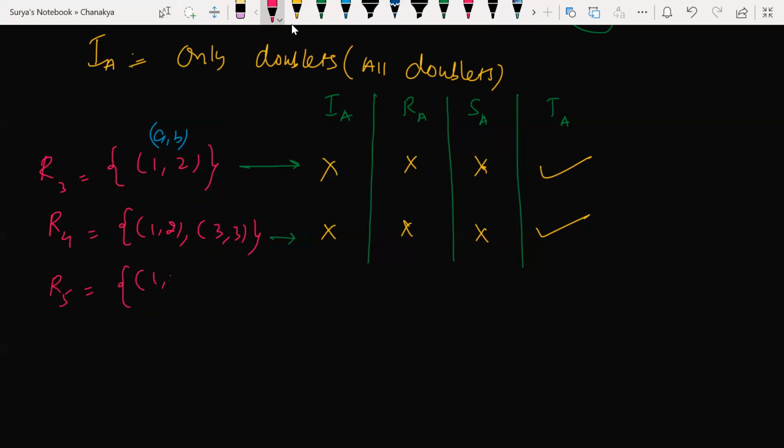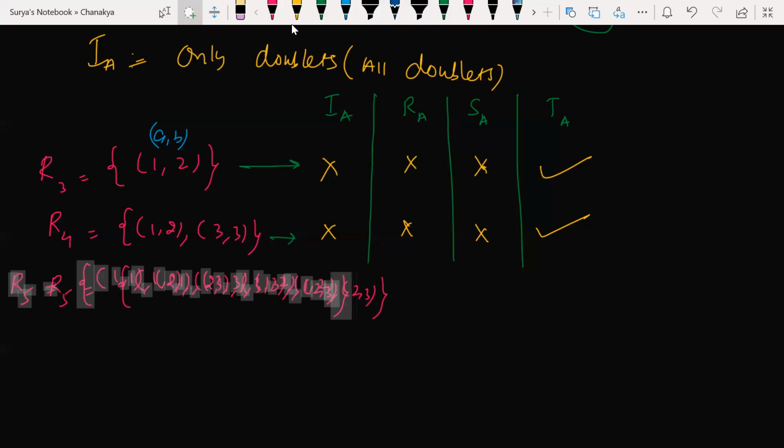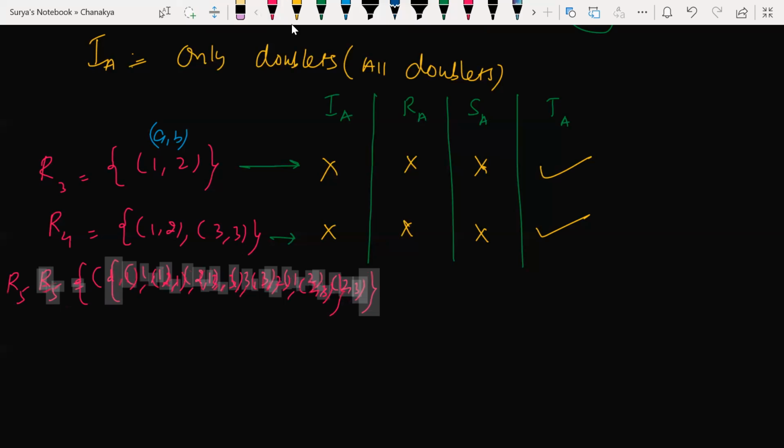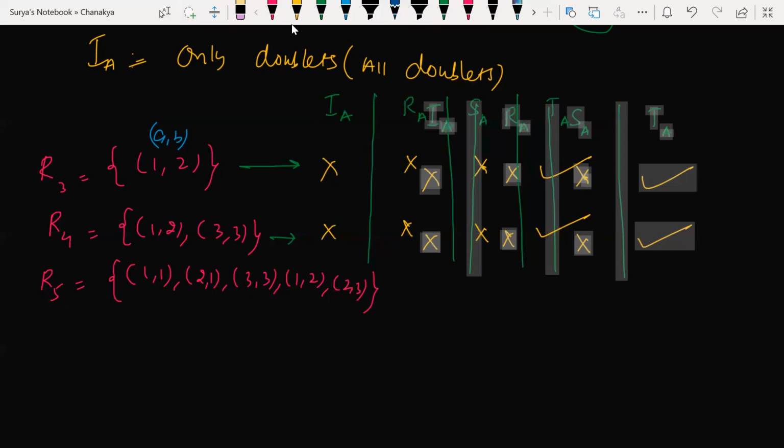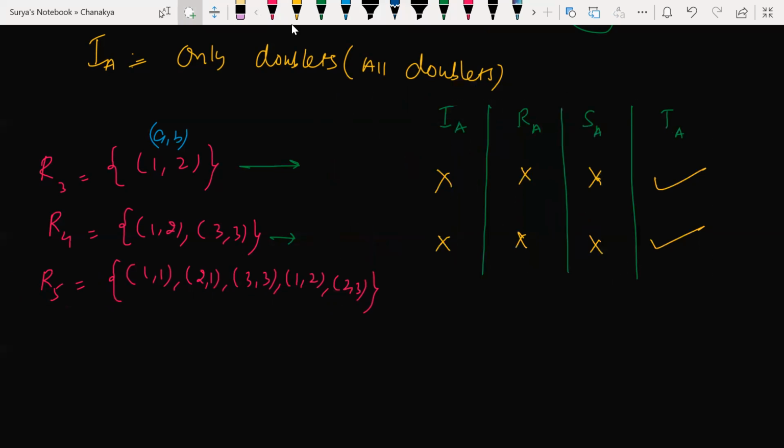Yes, sir. 1, 1. 2, 1. 3, 3. 1, 2. And 2, 3. Now check whether this is an identity or not.